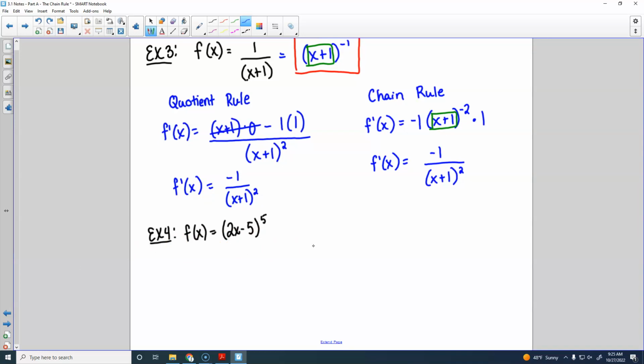We've got f of x equals (2x minus 5) to the 5th power. So my outside function is the stuff being raised to the 5th power. My inside function is the 2x minus 5. Now this problem we could do before we learn chain rule, but to do it we would have to expand (2x minus 5) to the 5th power, which would be difficult, right? You could use Pascal's triangle, but it's still not an easy Pascal's triangle because you got that 2 and that negative 5. So you would have to expand it first, then take the derivative.